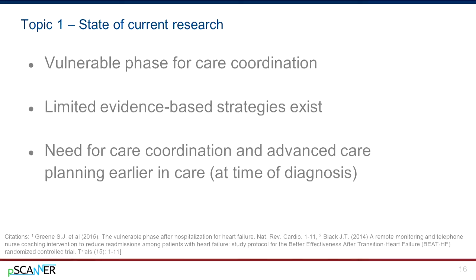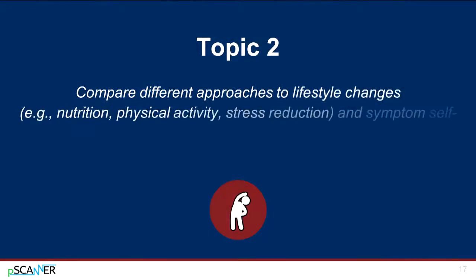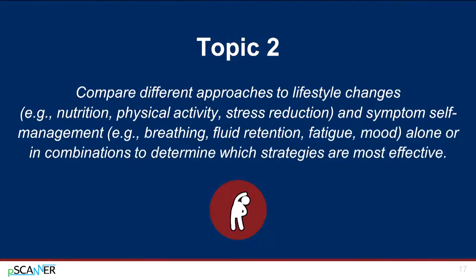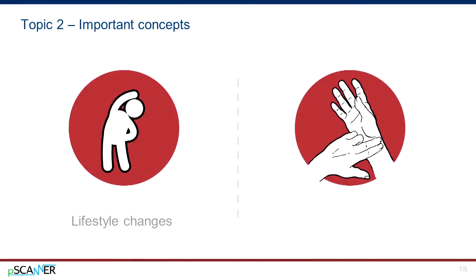Topic 2 compares different approaches to lifestyle changes, such as nutrition, physical activity, stress reduction, and symptom self-management, like fluid retention, fatigue, mood, alone or in combinations, to determine which strategies are most effective. Lifestyle changes. What is lifestyle? Well, when we say lifestyle, we refer to those regular activities that individuals engage in that they can control.